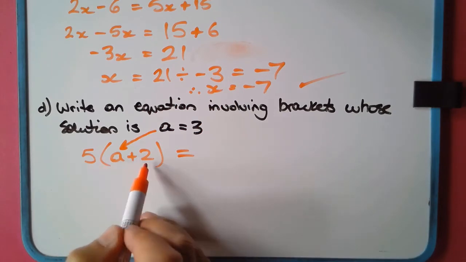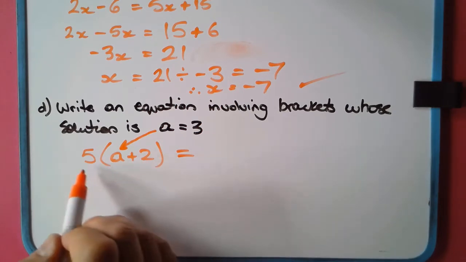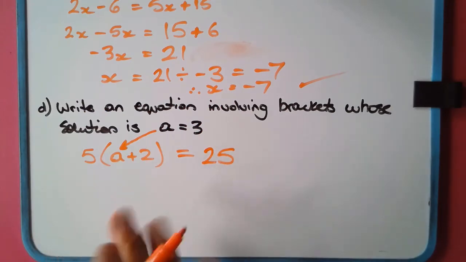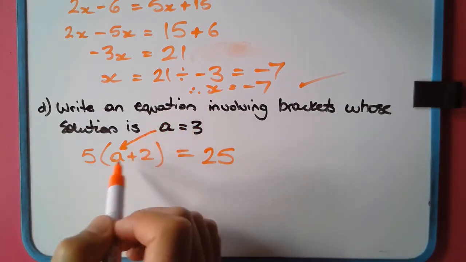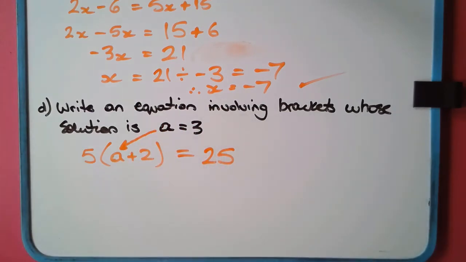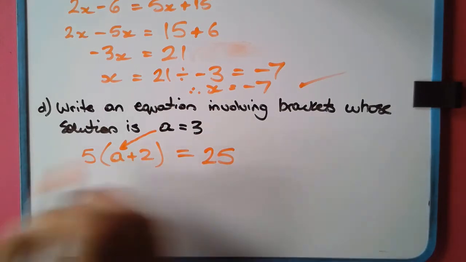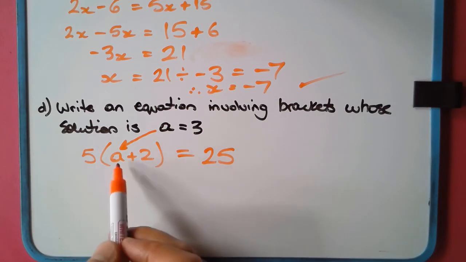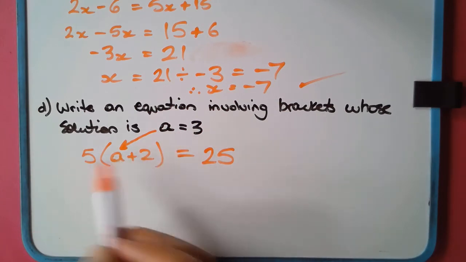3 plus 2 is 5. 5 times 5 is 25. So we're working backwards. This time around, I've given you the value for a. You have to come up with an equation, maybe come up with something on the right hand side, so that this whole equation is true for a equals 3. Does that work? Let's see. 3 plus 2 is 5. 5 times 5 is 25.